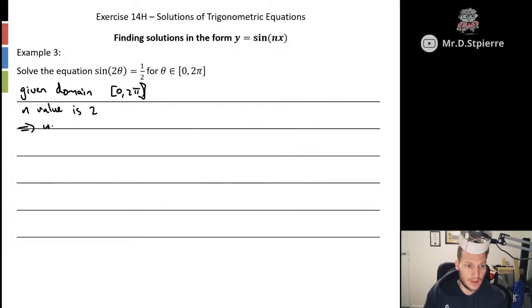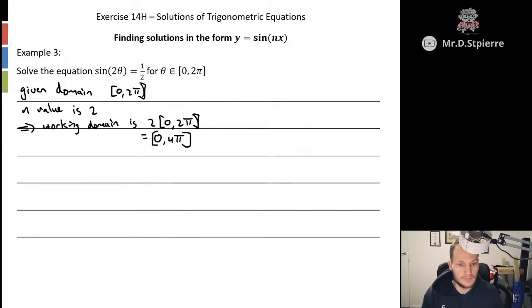So it follows that our working domain is 2 by 0 and 2 pi. We're multiplying our n by our given domain, so we get 0 and 4 pi. Cool, so that's our working domain, and what we'll use when we're doing our algebraic check.